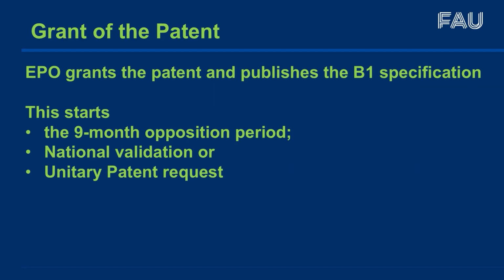Once the applicant has approved the text and completed all required steps, the EPO grants the patent and publishes the so-called B1 specification. From the date of grant, a 9-month opposition period begins. During this time, third parties, for example competitors, may challenge the patent if they believe it should not have been granted.